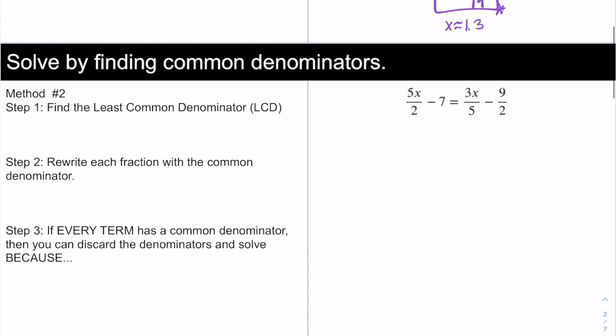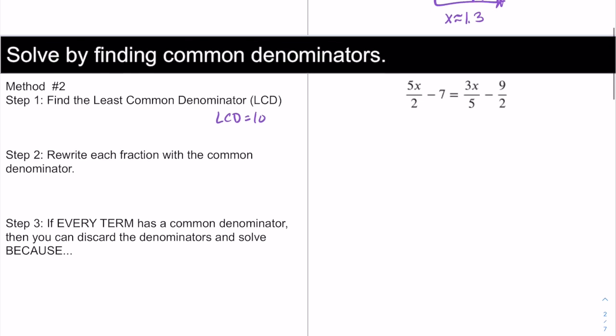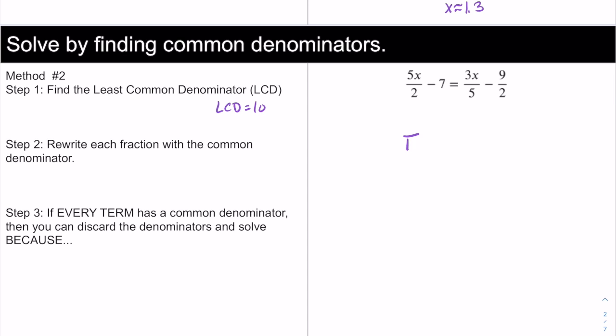The second strategy is very similar, but this one is finding common denominators and rewriting those fractions. So we've already decided that the least common denominator is 10. So we could rewrite every term with the denominator of 10.